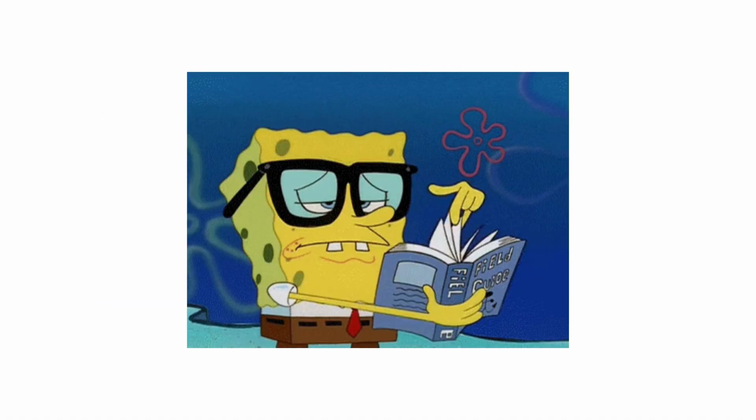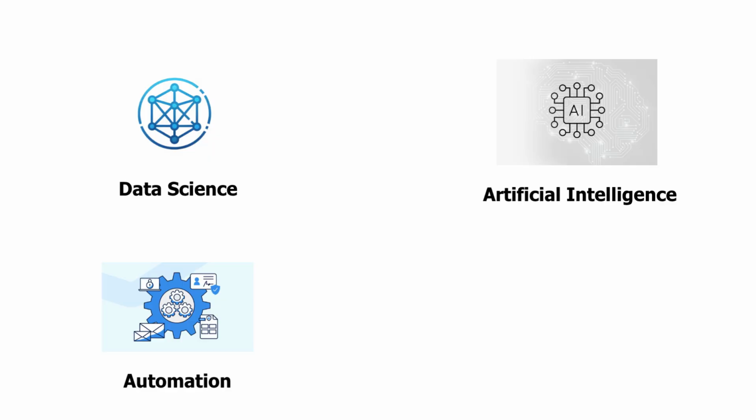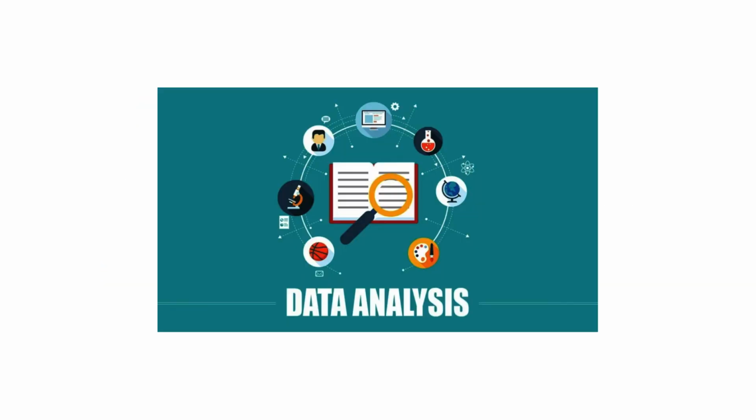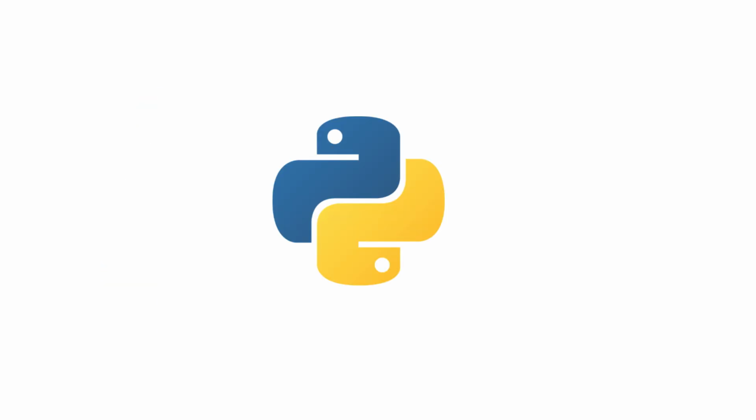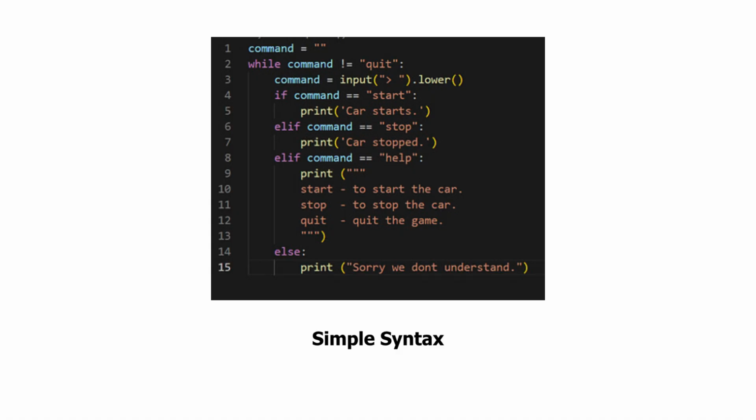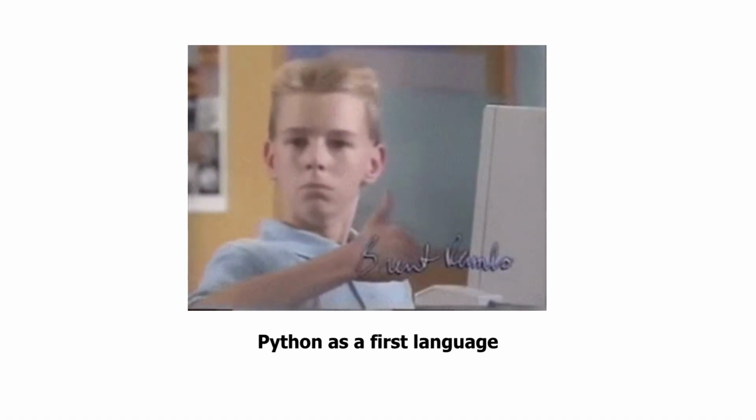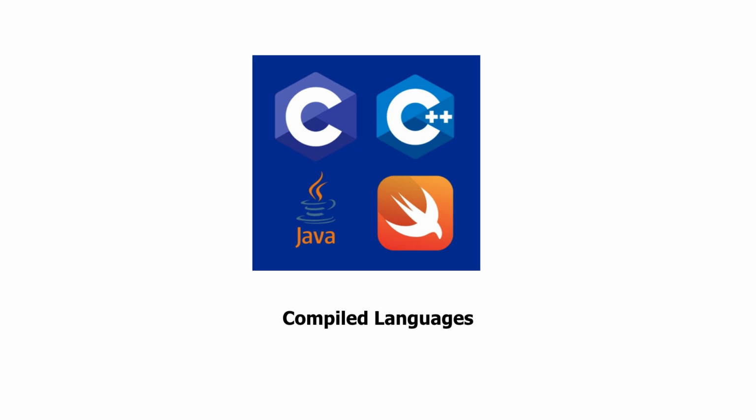Python was created in 1991 by Guido van Rossum. It was designed to be simple, readable, and easy to learn. Python is widely used in data science, artificial intelligence, automation, and web development. Many popular tools used in machine learning and data analysis rely heavily on Python. Because of its simple syntax, it is often recommended as a first programming language. However, Python is usually slower than compiled languages like C or C++.